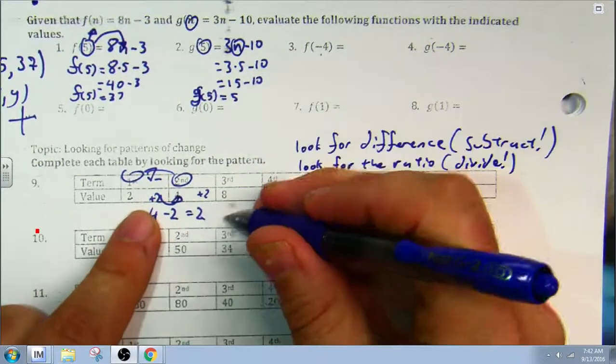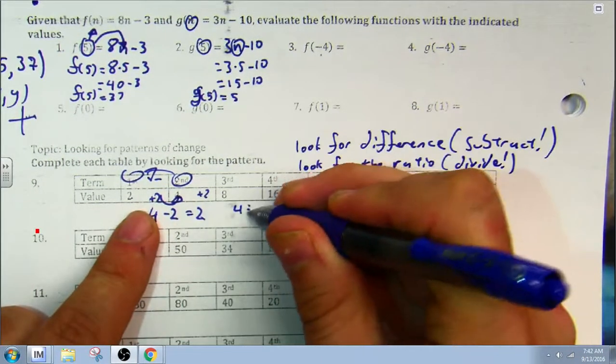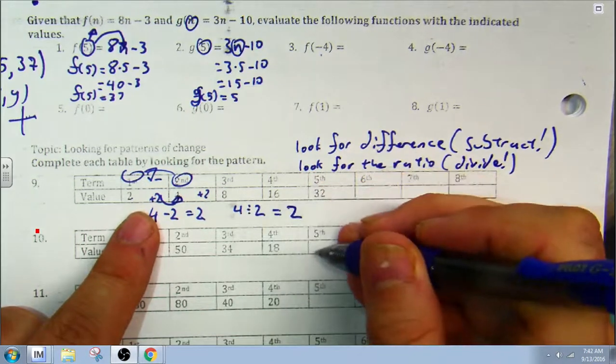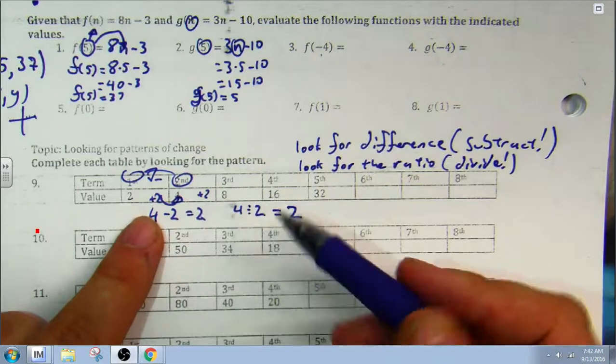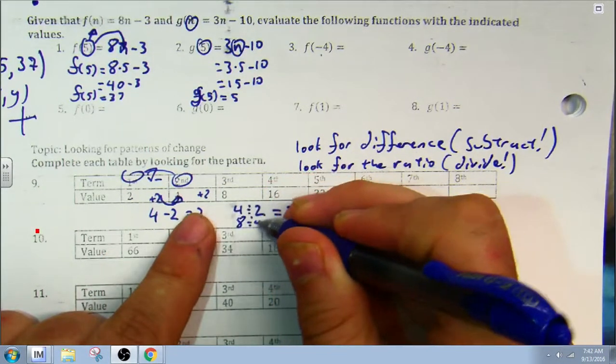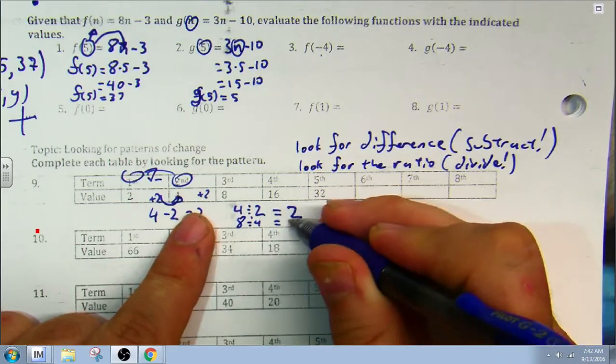This time, I'm going to do 4 divided by 2, which is 2, okay? Yeah, 2 times 2 is 4, that's true. So let me try a different step. Let me try 8 divided by 4. 8 divided by 4 is also 2.